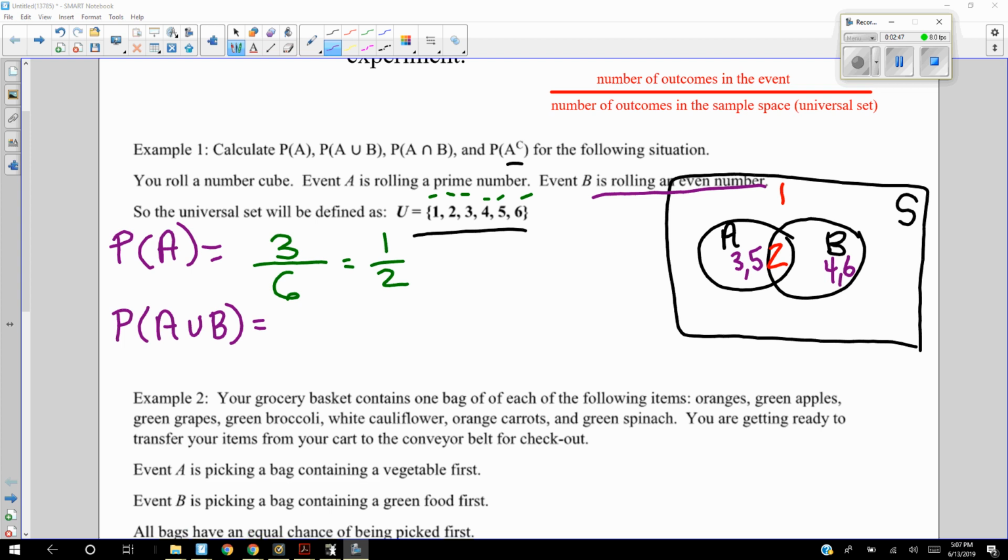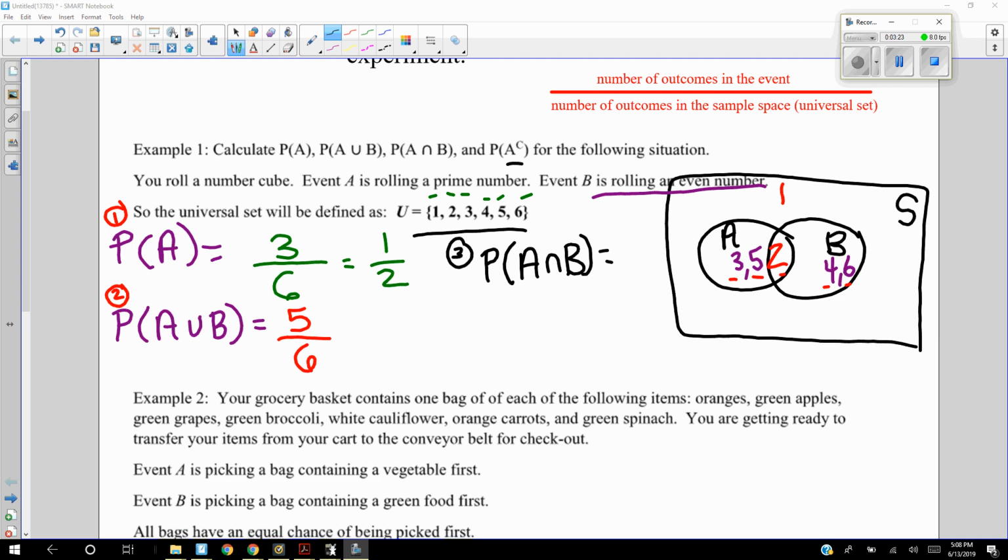The next one wants to know what's the probability of A union B. So let's think about it. A union B means all of the numbers that are in A or B, or in other words, just all of the numbers combined. So that's 3, 5, 2, 4, and 6. All of those numbers are either in A or B. So that's a total of 5 numbers divided by 6 total possible outcomes. So there's still 6 numbers you could roll on that die, but there's a 5 out of 6 chance that one of those numbers is either going to be in A or B.